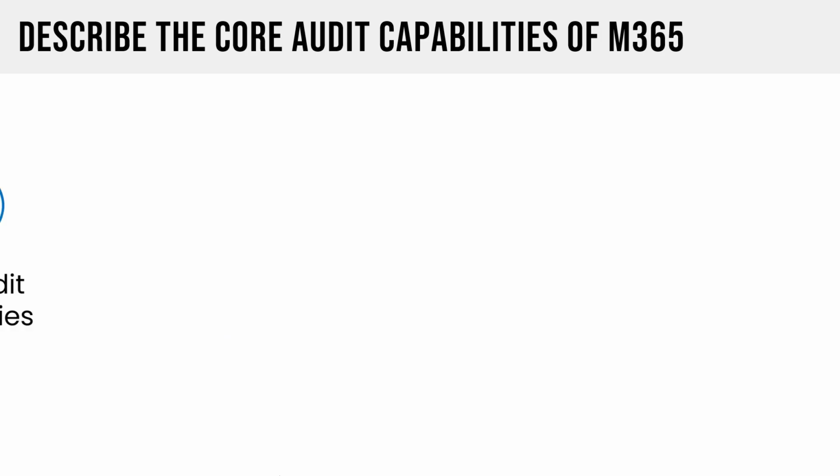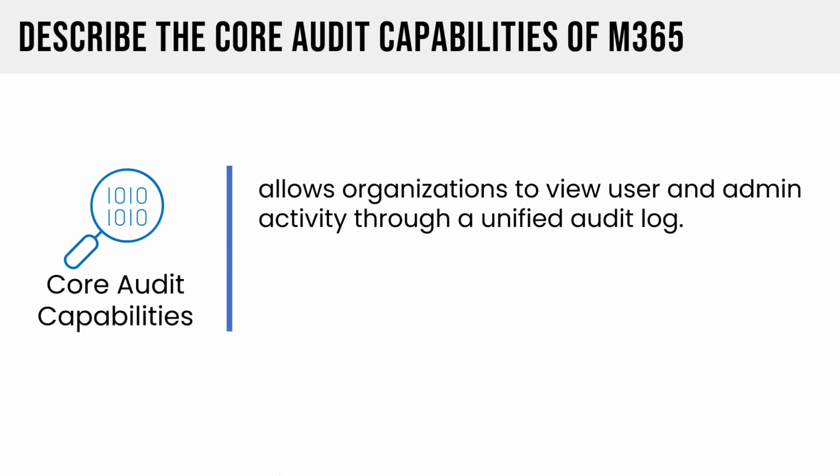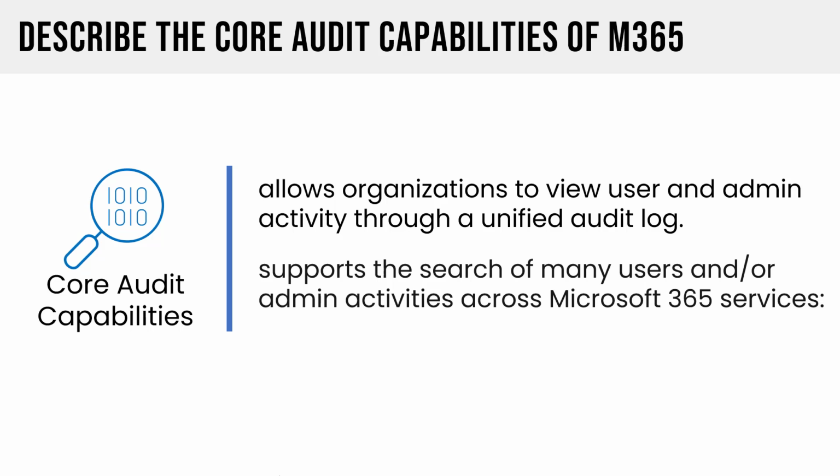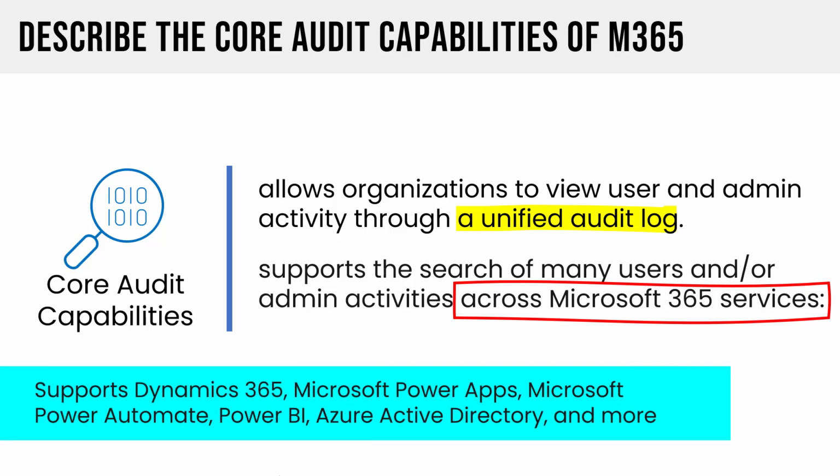All right. So let's talk about core audit capabilities in Microsoft 365. Core audit allows organizations to view user and admin activity through a unified audit log, which is enabled by default. It allows search of many user and admin activities across a wide variety of Microsoft 365 services. There are some aids in there that make searching through that audit log easier. But that unified audit log feature is enabled by default. However, not all services are configured to send all of their data there automatically. It supports Dynamics 365, Power Apps, Power Automate, Power BI, Azure AD, a wide variety of sources.